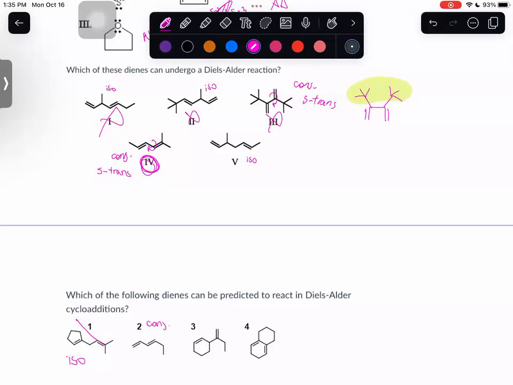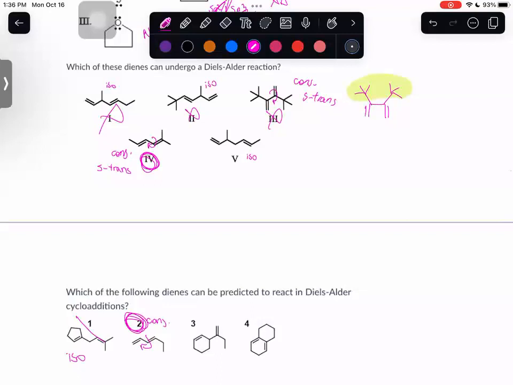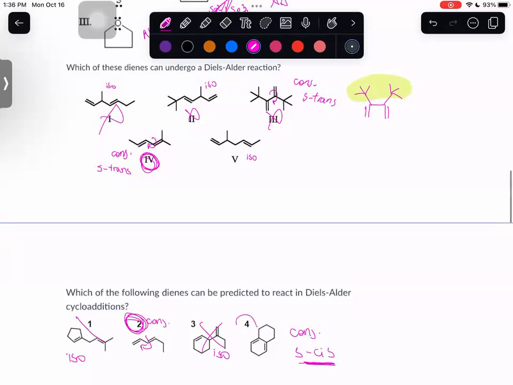Super trans, but I can rotate it, exactly. Is there going to be a lot of steric hindrance in there? No, so this guy is going to work. Molecule 3, what kind of system do we see? That's isolated, so this guy is not going to work at all. Molecule 4, I think conjugated, and it's super cis. As long as it's super cis, this guy can work.